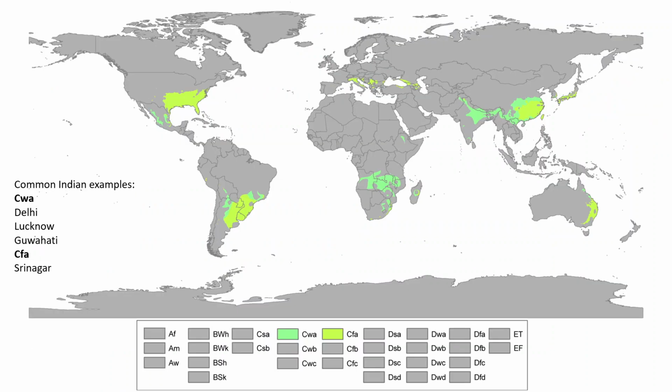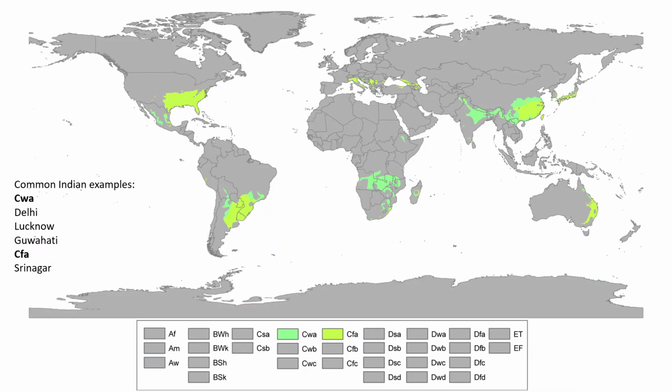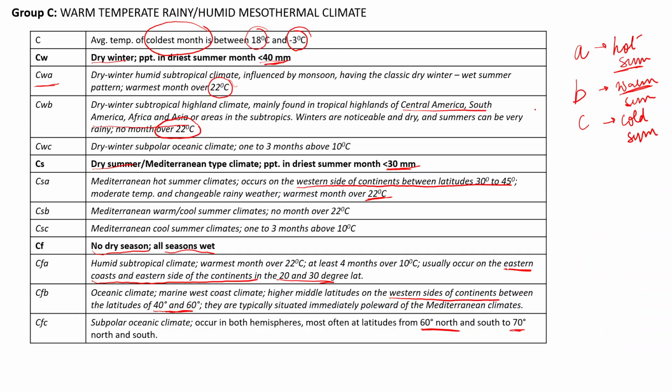So let us see the CWA and CFA. As previously mentioned, CWA is the dry winter, humid subtropical climate, and CFA is the humid subtropical climate, with the warmest month over 22 degrees Celsius. So here are the dark green and the light green patterns. And of course the CFA occurs on the eastern coast and eastern side of continents.